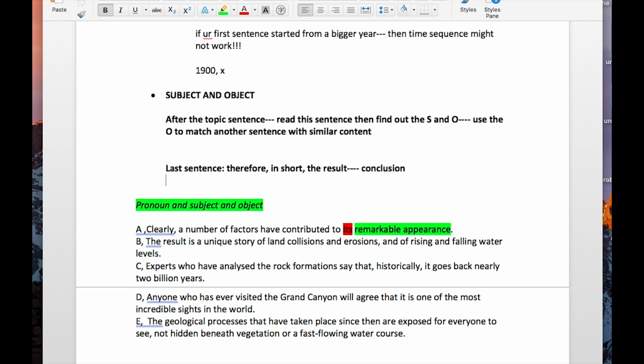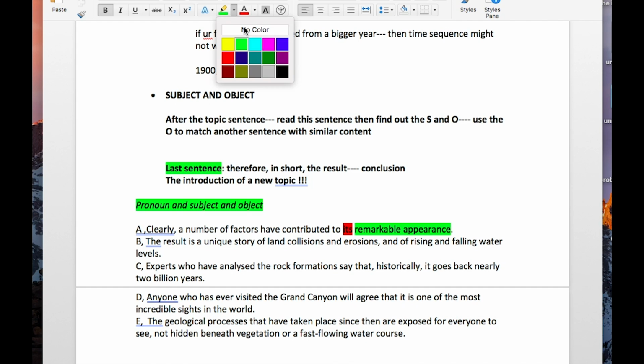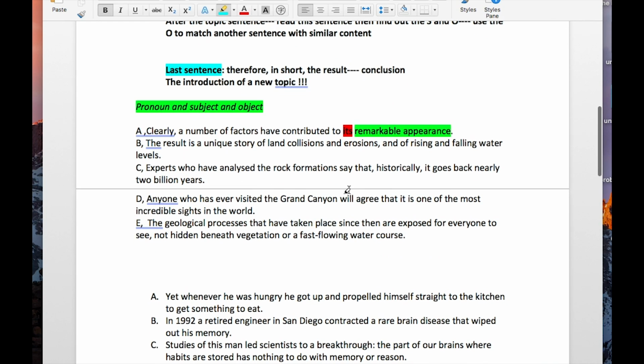Conclusion, and also the conclusion can also be the introduction of a new topic. Okay, so this will be your conclusion sentence. This will be your last sentence. Okay, let's use blue.